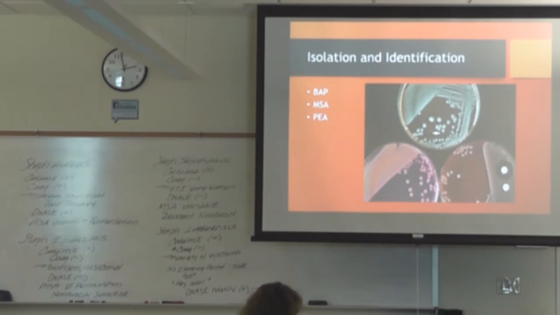All right, isolation and identification, BAP, of course. So we can look for hemolysis. MSA, we've gone over that for mannitol salt agar. And then remember, don't discount PEA agar.